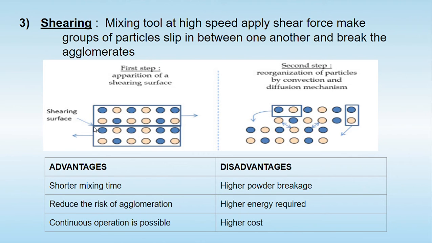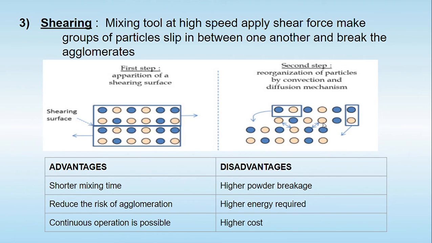When we apply the shearing force, the uppermost layer will move to the right side and the lowermost layer will move to the left side. It is like a relative movement. So when the upper layers move toward the right side, let's assume that the bottom layer is stationary. Here the particles are distributed by the shearing force, and later on they will be distributed by the convection and the diffusion mechanisms as shown. So here we try to get a more uniform particle distribution.